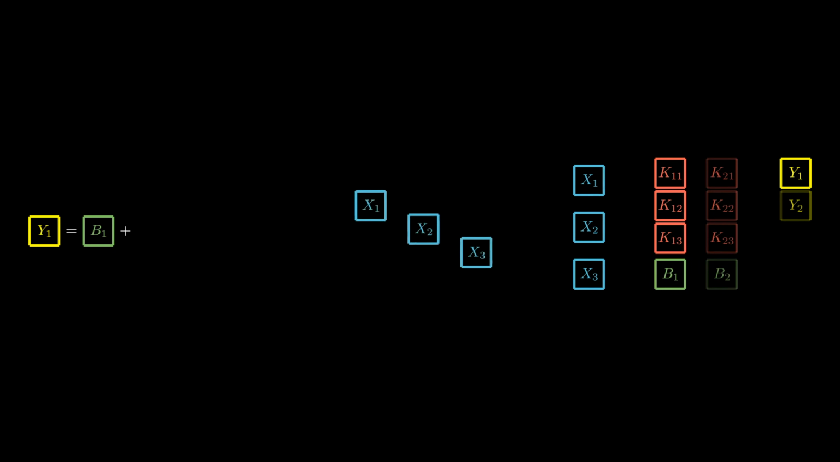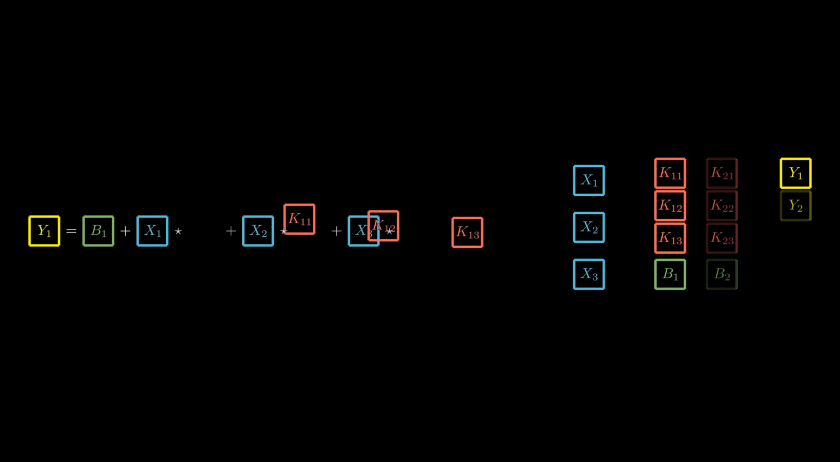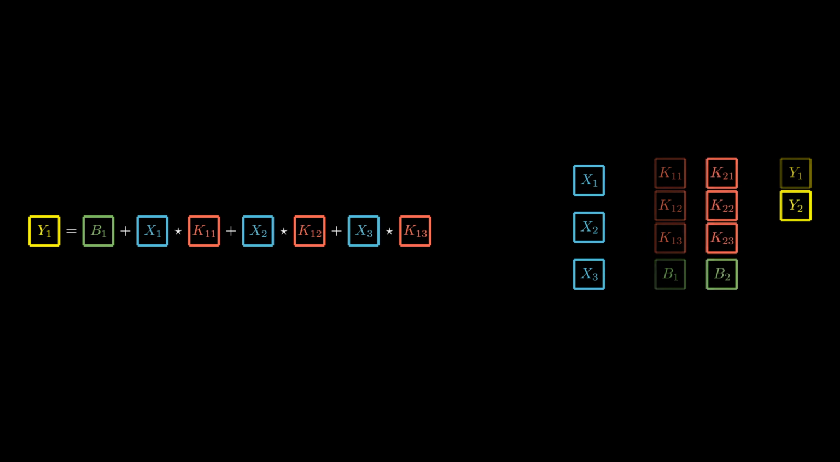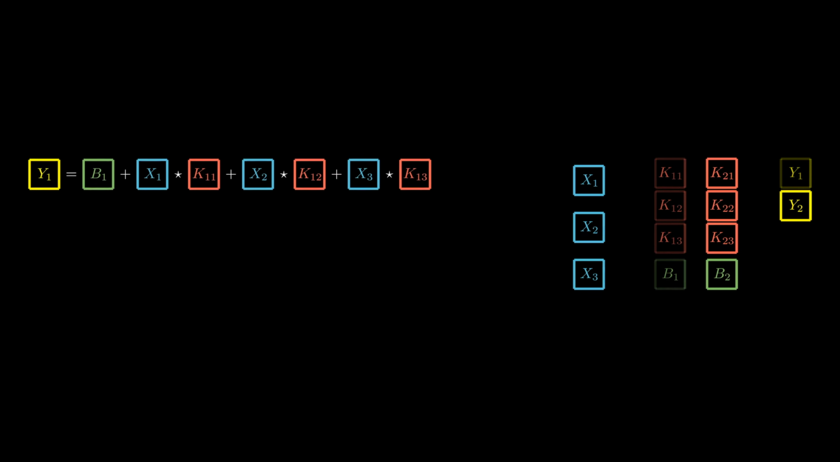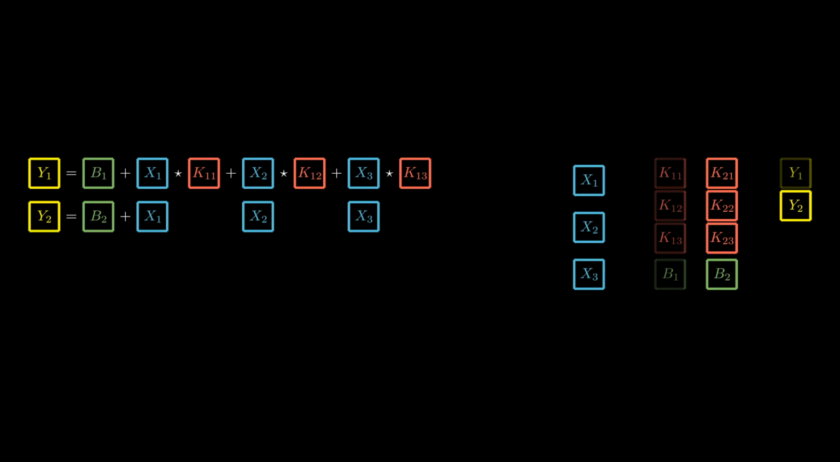The first output is nothing but the first bias plus the sum of the cross-correlations between the input and the first kernel. Likewise, the second output is equal to the second bias plus the sum of the cross-correlations between the input and the second kernel.